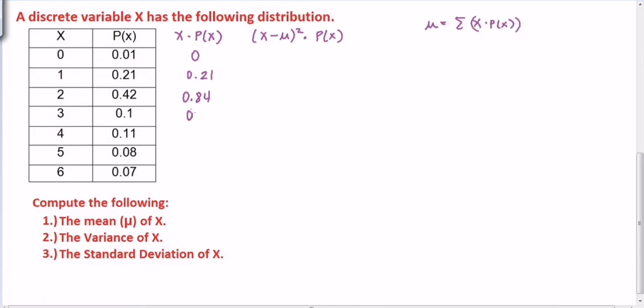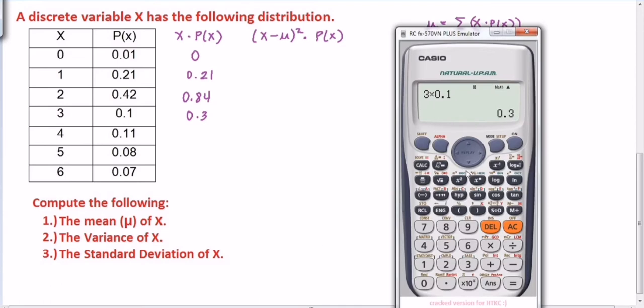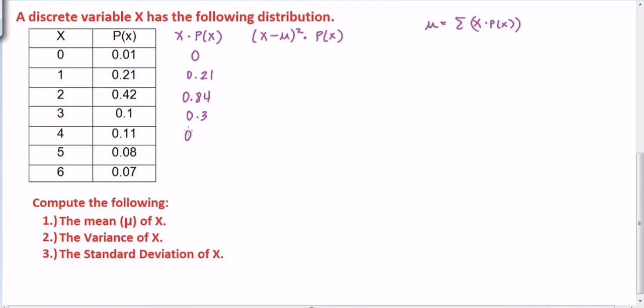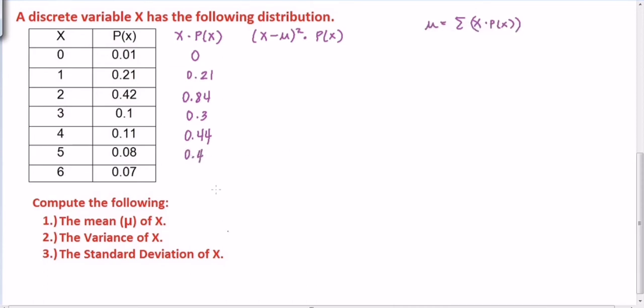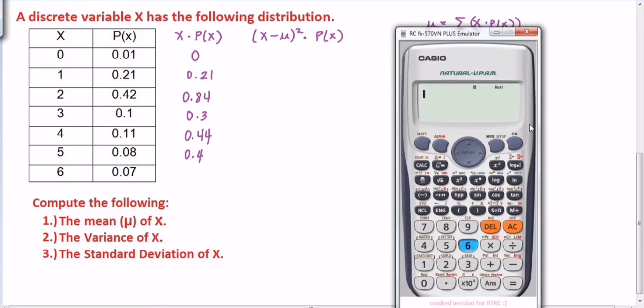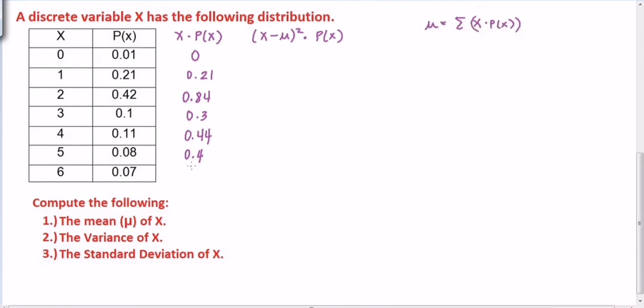Dito yung pang-apat natin. Next one is 4 times 0.11. So, 4 times 0.11, that is 0.44. And then, 5 times 0.8. So, 5 times 0.8. Sorry. 5 times 0.08 pala, not 0.8. So, 0.08, 0.4. And then, the last one is 6 multiplied by 0.07. Ayan. So, 0.42. Pagka na-multiply nyo na lahat, you will add.